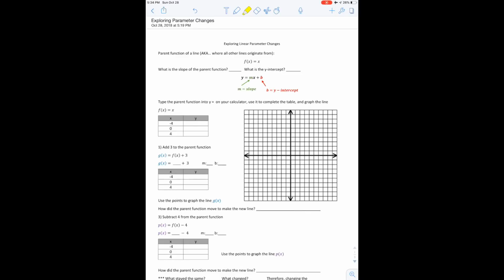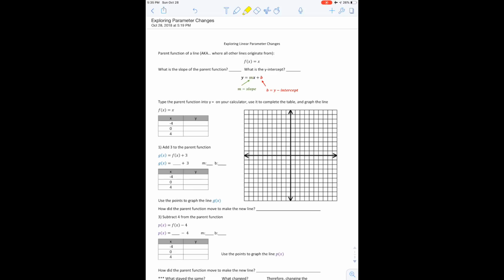Alright, so today's video is called Exploring Linear Parameter Changes. That's a big fancy word for basically just saying we're going to change different parts of the equation. So we're dealing with just lines. If we change the slope, what's going to happen? What happens when we change the y-intercept?